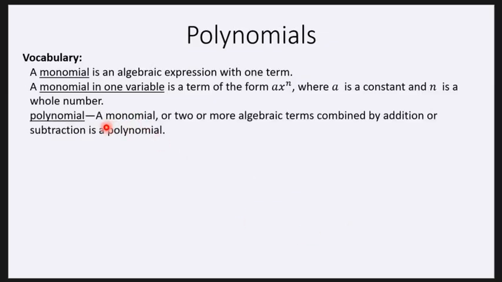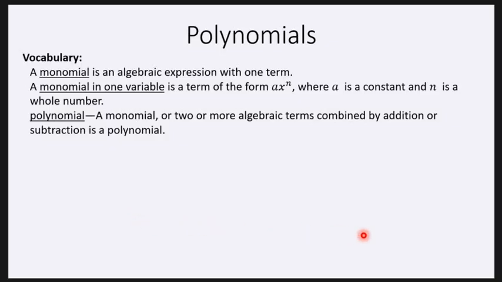A polynomial is a monomial or two or more algebraic terms combined by addition or subtraction. So now we're going to start adding and subtracting these monomials. And when we add and subtract multiple monomials, we get what's called a polynomial. But it turns out a monomial itself is also a polynomial, so it fits under that umbrella.